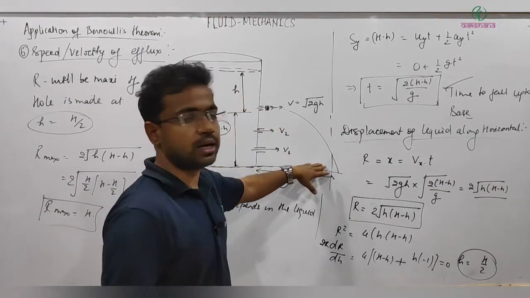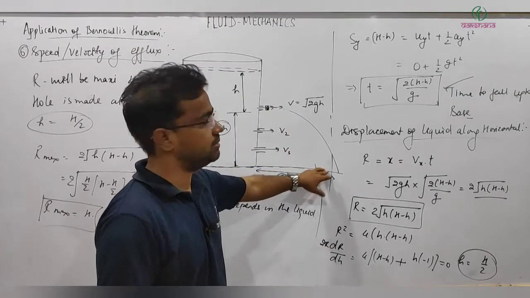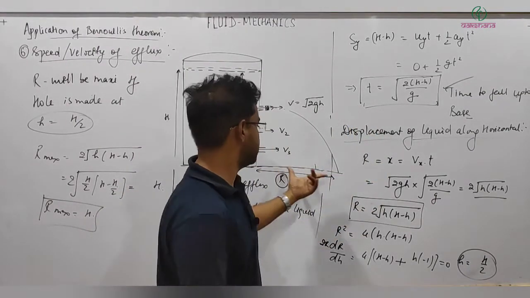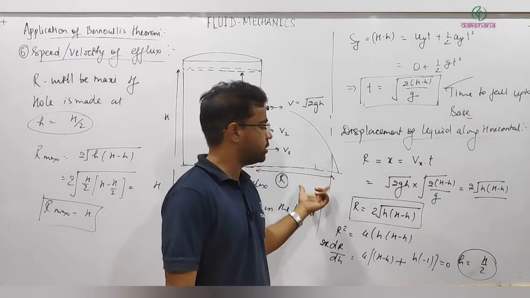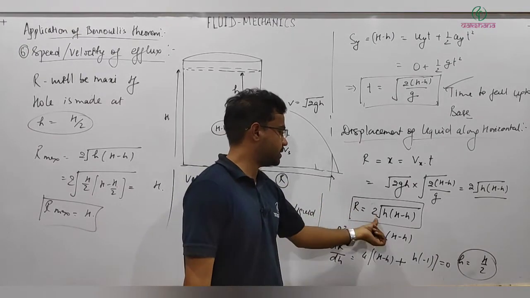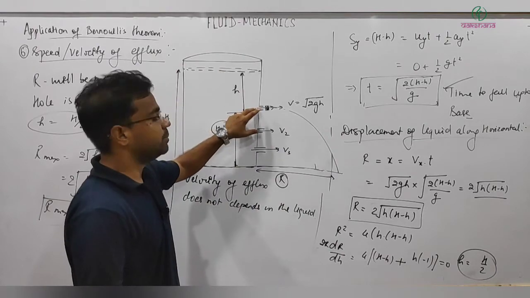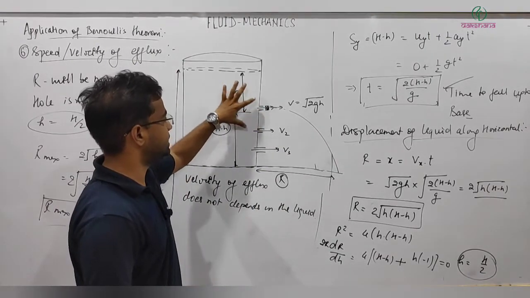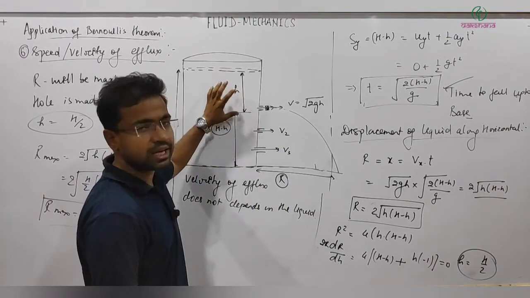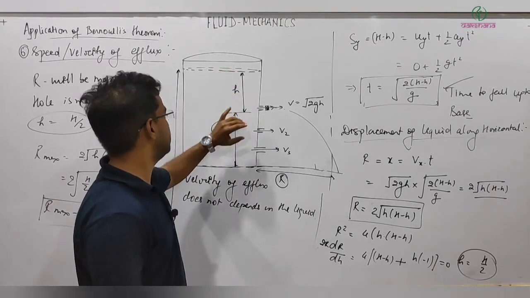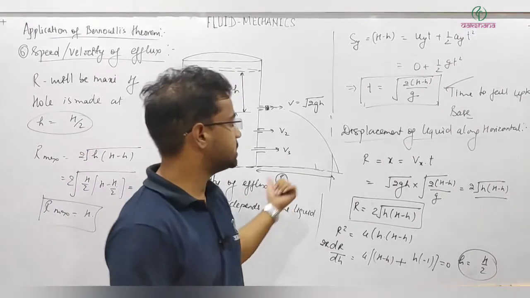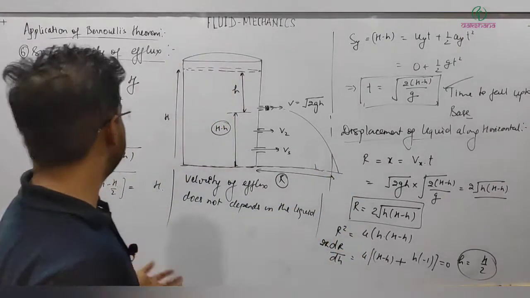And the time to finally strike the stream to the base level is this, and how much distance it will travel along the x direction, horizontal, we define as R, that comes out to be this. For R to be maximum, we should make this small opening at h by 2, either from the base, or from the top it is also capital H by 2. So this is all about speed of efflux.